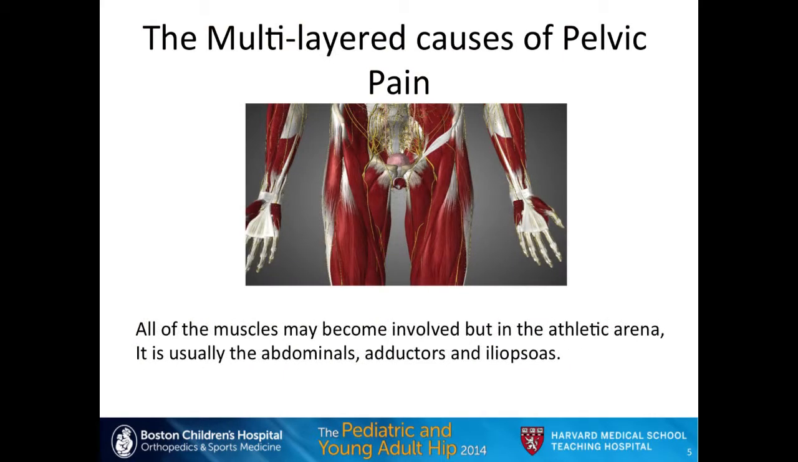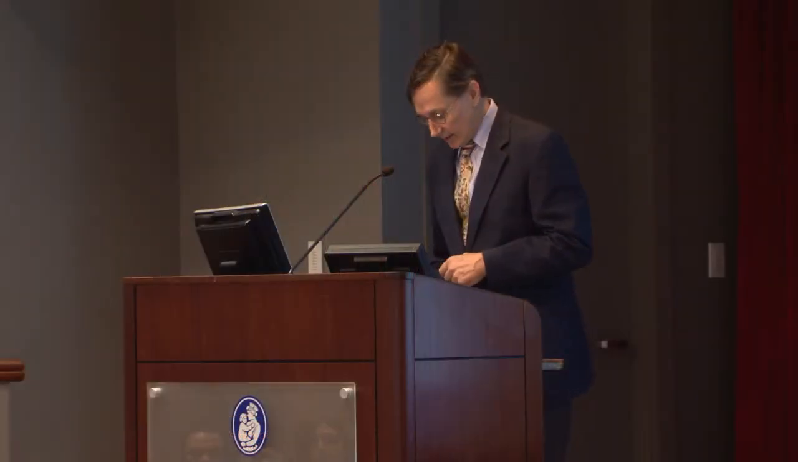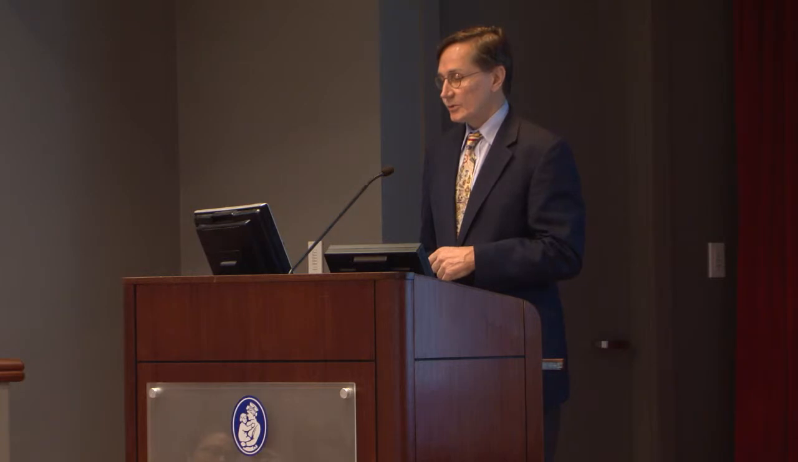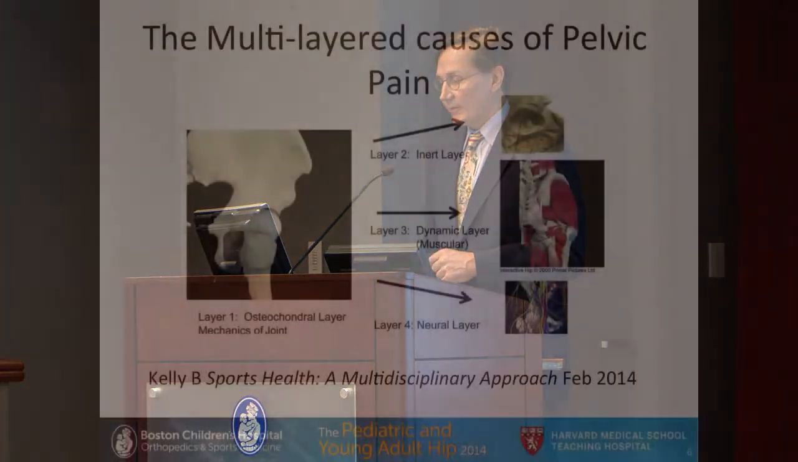In the muscular layer, there's multiple muscles around the hip that can become involved, all the way from the front, circumventing all the way around. And in the athletic environment, the three most common by a number of studies that we're involved with include the adductors, the rectus abdominis, and the psoas muscles, although, again, you get a large number of other ones.